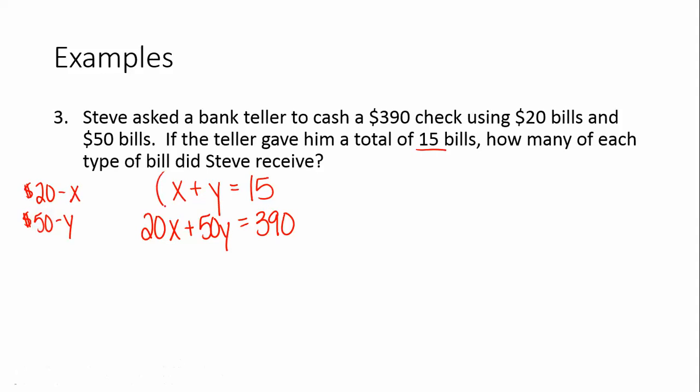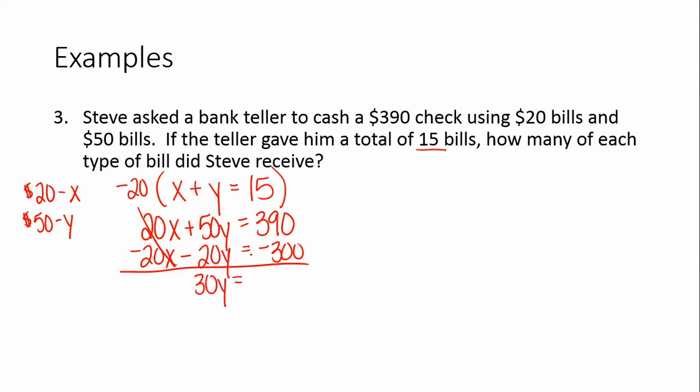So here I'm just going to go ahead and multiply the top equation by a negative 20. That'll get my x's to eliminate. So negative 20x minus 20y. Negative 20 times 15 is negative 300. Apparently I don't feel like doing any mental math today. I've been using my calculator for all of this. So we're going to eliminate x. 50y minus 20y, that's 30y. 390 minus 300, or plus a negative 300, that's 90.